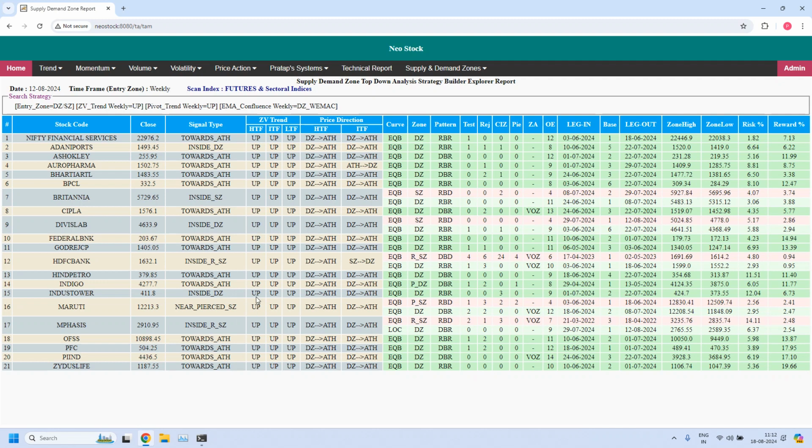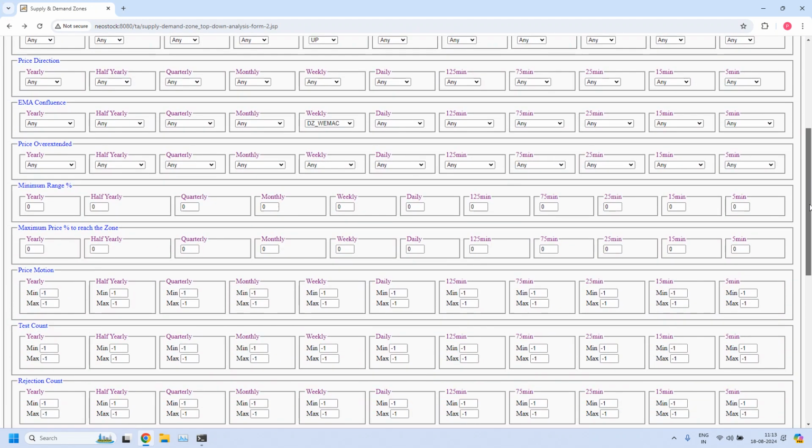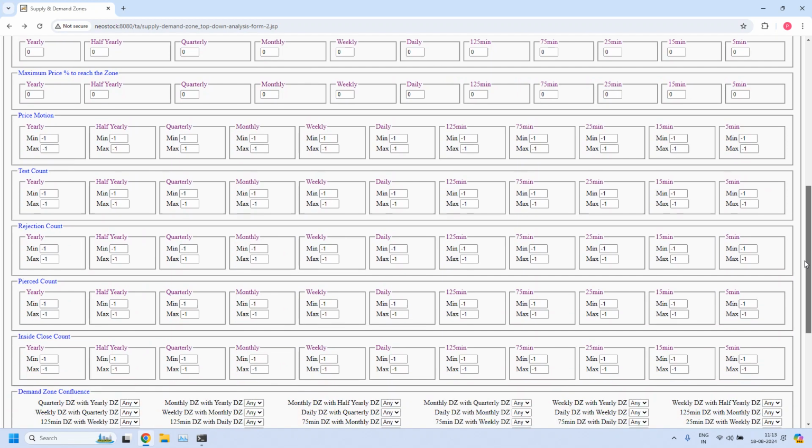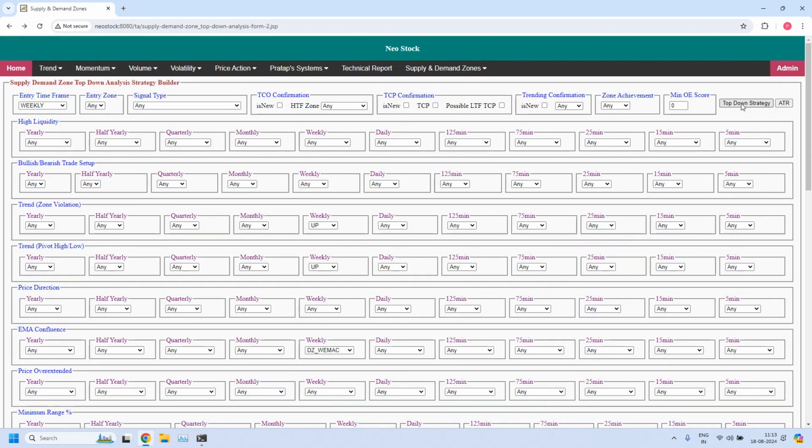Strong bullish setups. Now let us add one more flavor to this, because the list is 21. Let us further reduce by using zone confluence. Let us check weekly stocks are having confluence with monthly stocks. How many of these weekly demand zones are having confluence with monthly demand zones? Let us check how much it will further reduce. So we have a demand zone confluence here. So we are looking for weekly demand zone with monthly demand zone confluence. I enabled it. Let us verify the stocks.